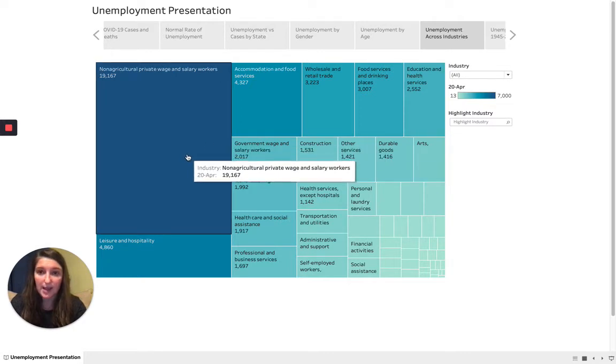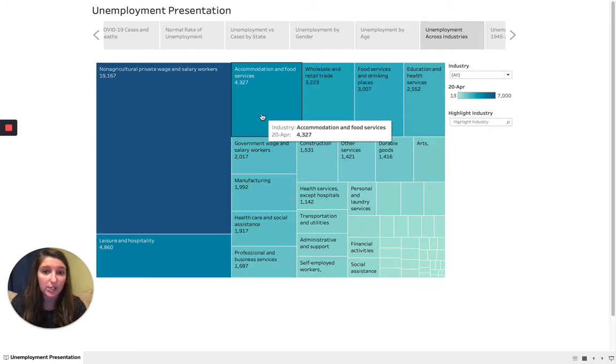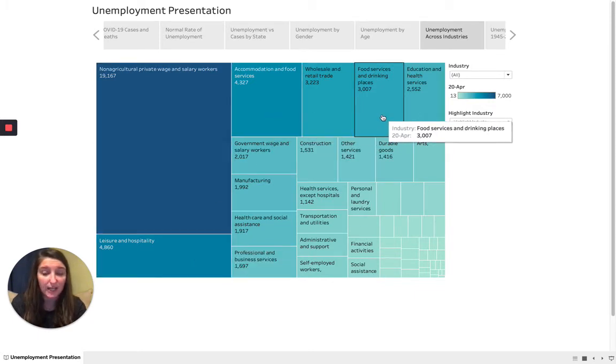So here we can see that non-agricultural and private wage and salary workers is the highest industry that has suffered, at just about 20,000 individuals. Leisure, hospitality, accommodation, and food services, and drinking, these industries are directly affected by the COVID-19 pandemic because of the lockdowns, the quarantines, and the social distancing that's been in place for the past several months. And they've been opening back up, but there are still limited capacities even after states have decided to reopen their businesses.